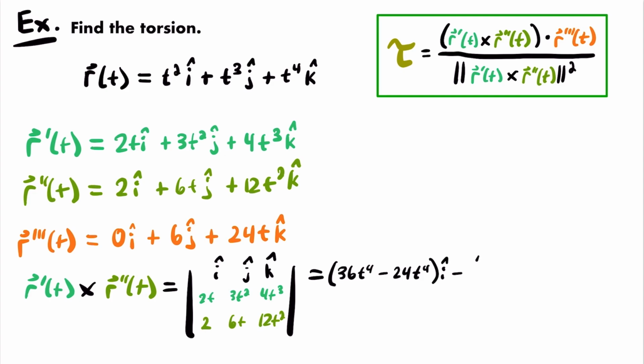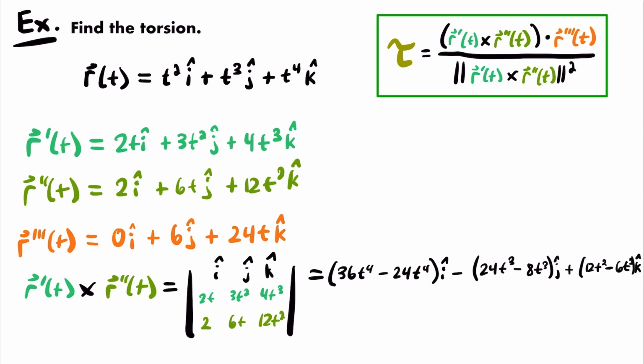Then we will subtract the j term, covering up the j column: 2t times 12t squared minus 4t cubed times 2. 2t times 12t squared is 24t cubed, so we have 24t cubed minus 4t cubed times 2, which is 8t cubed. That's multiplied by j, and then we have plus the k term. Cover up the k column: 2t times 6t minus 3t squared times 2. 2t times 6t is 12t squared, so we have 12t squared minus 3t squared times 2, which is 6t squared. All right, so that's multiplied by k.